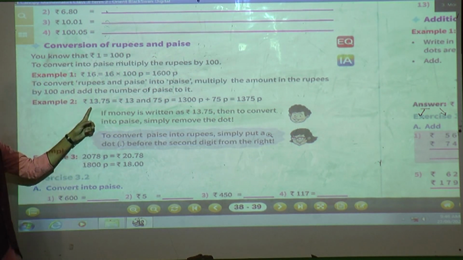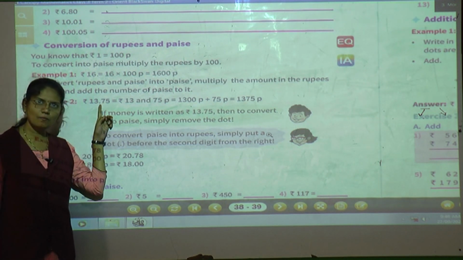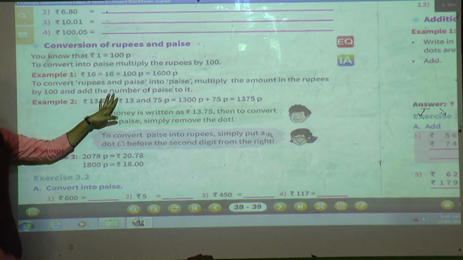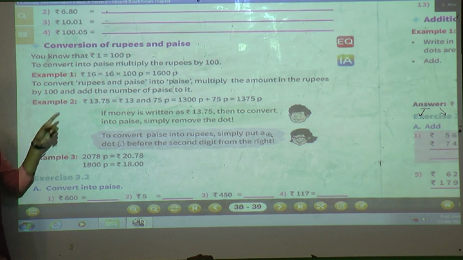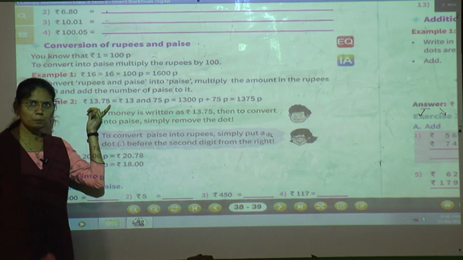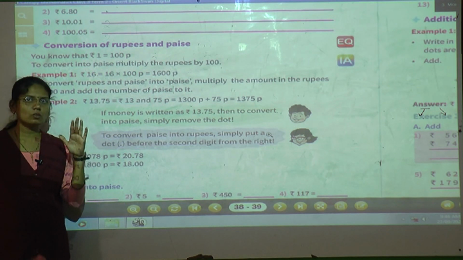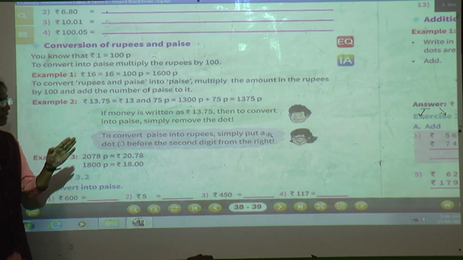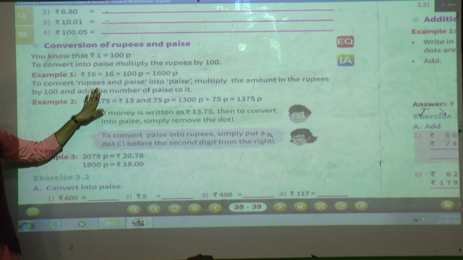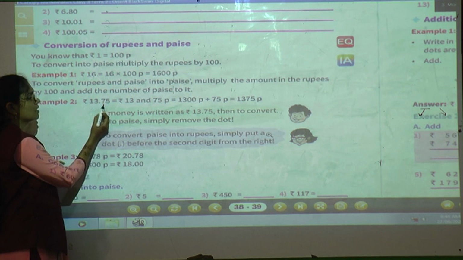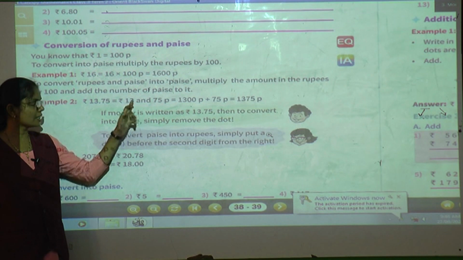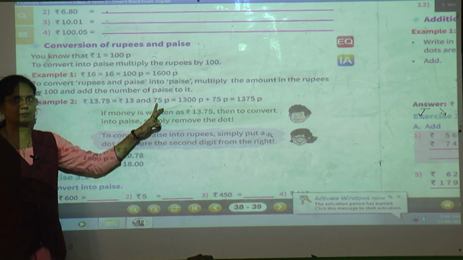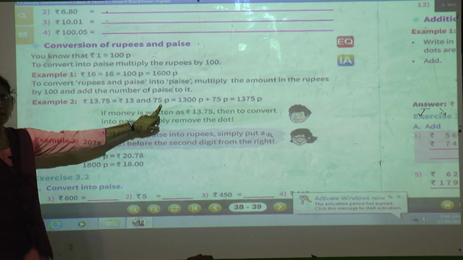Now see example number 2. Here rupees 13.75 means there are rupees and also paise. So what are you going to do? We have to convert these 13.75 rupees into paise. We just have to multiply the rupees only by 100. Rupees 13.75 is equal to rupees 13 and 75 paise.